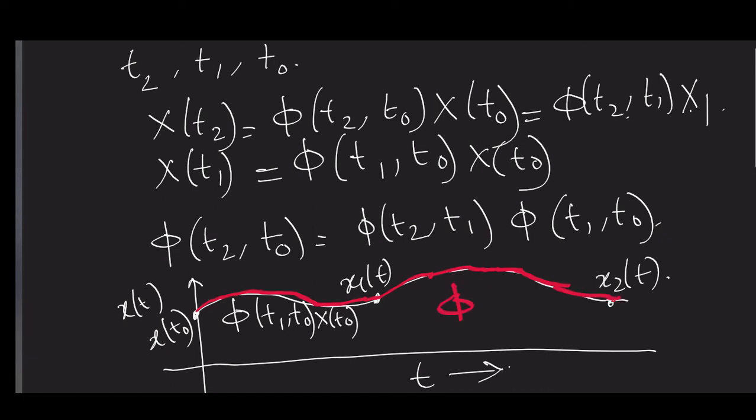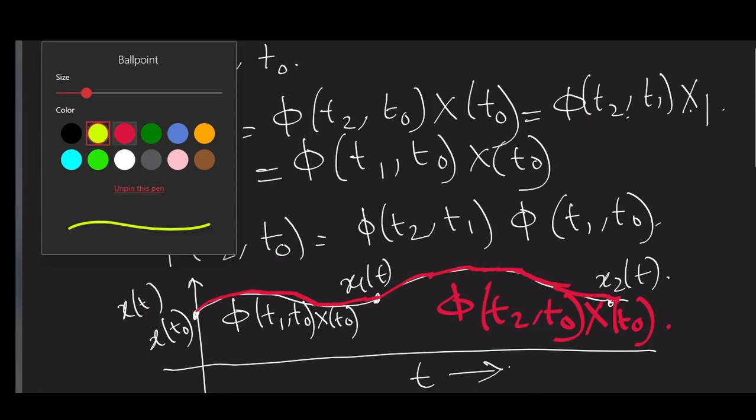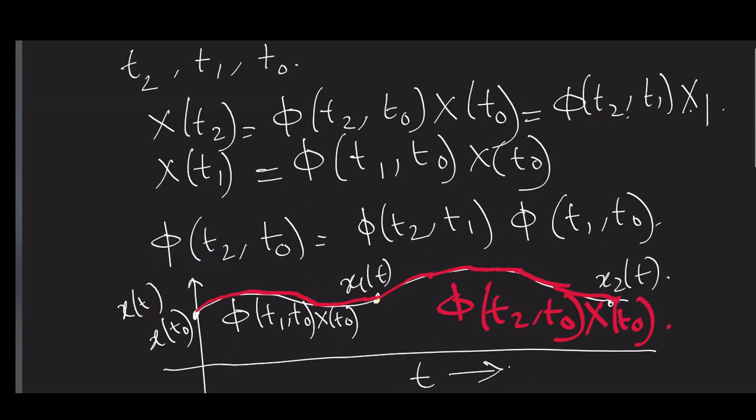So this whole thing is what? Then what else can you have? You can have from here to here, but you will reach the same position.